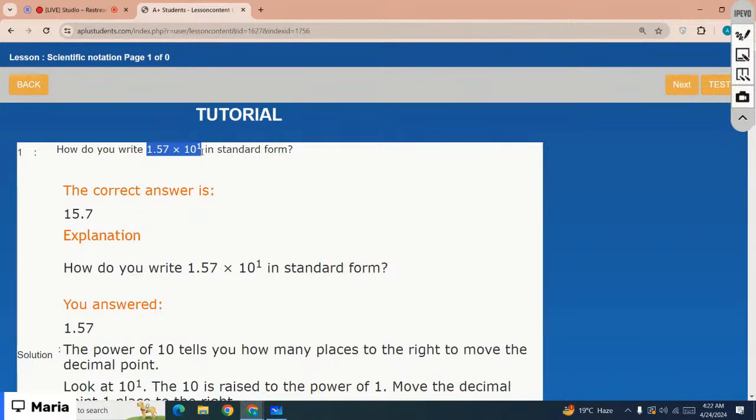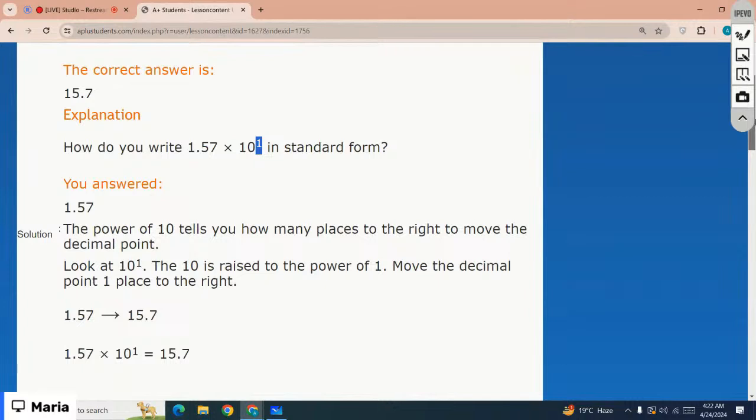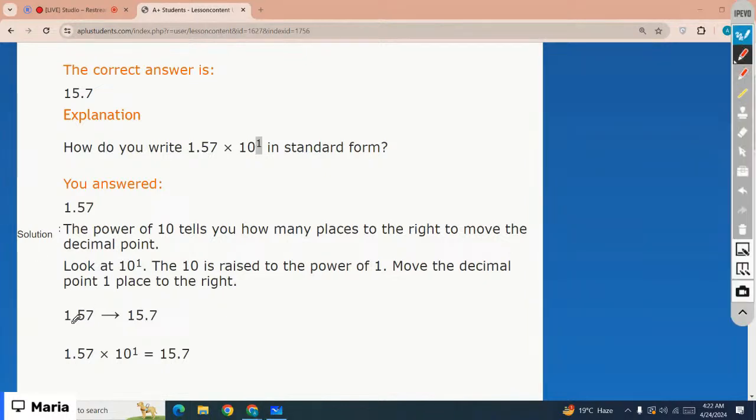Basically, the power of 10 tells you how many places to the right to move the decimal point. You have 10 exponent 1. That means you need to move the decimal point one place right. So the decimal point is here earlier. You have to move one place right, so it would be here now. 15.7 it is. Earlier it is 1.57 and now it is 15.7. The correct option is 1.57 times 10 exponent 1, which is 15.7. Got it?